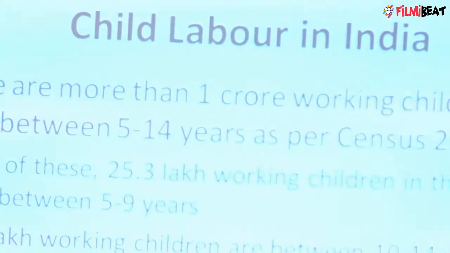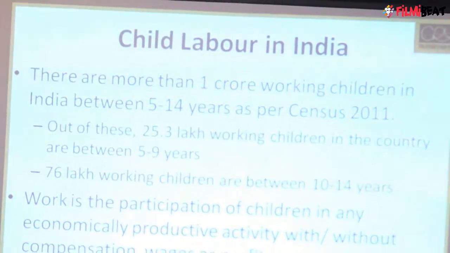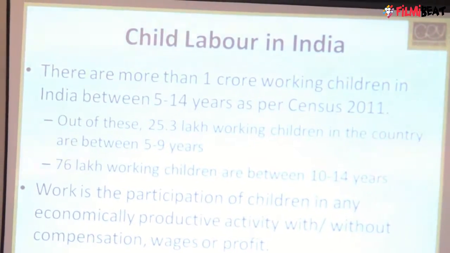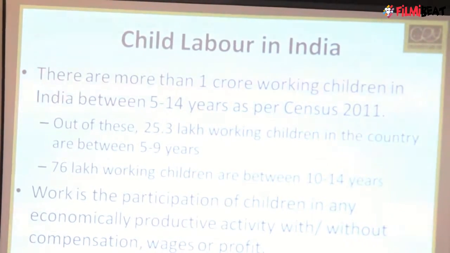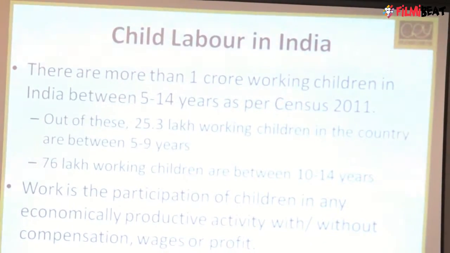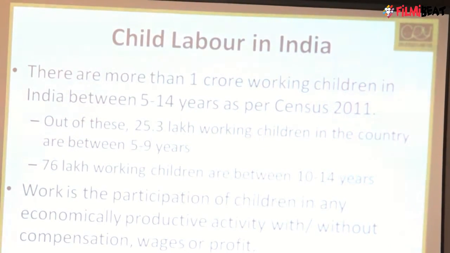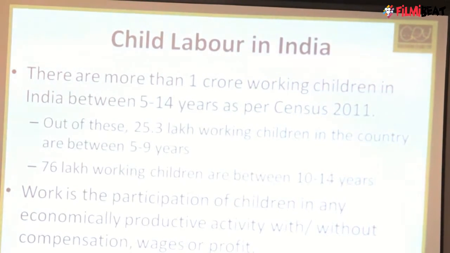So this is the context here in India: more than 1 crore working children, as per the census 2011. We have taken census because each and every household is covered in it, so it's universal. 5 to 14 years children is more than 1 crore. Out of this, 25 lakh children are in the age category 5 to 9 years, and 76 lakh children are 10 to 14 years.